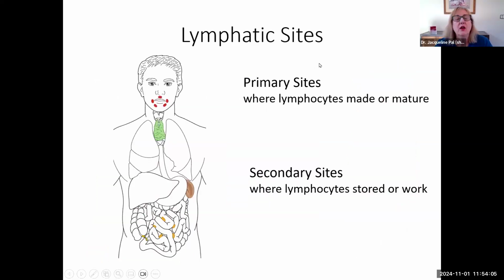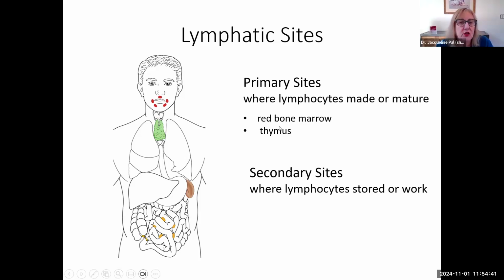All right. So that brings us to lymphatic sites. And so when we're talking about lymphatic sites, we have primary sites and secondary sites. So primary sites are where lymphocytes are made, where they go to school, where they grow up, where they mature. Once they've graduated, they move to a secondary site. So this is where they're going to get stored and or where they're going to work, because oftentimes we store them where we think we're going to need them. So you don't have to wait for them to travel there.